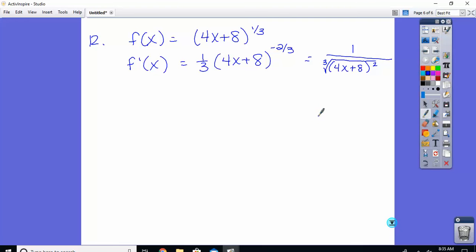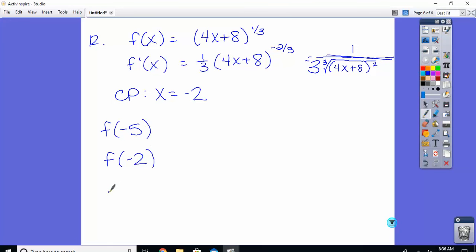So if you're trying to figure out where this, we had our 3 there from the 1/3, where this is 0, does the top ever equal 0? No. Critical points are also where it's undefined. What would make the bottom 0? Right, if this inside were 0, so x equals -2. So the only critical point is -2. That does fall between -5 and 0, which was our interval. So we're going to test all of those.